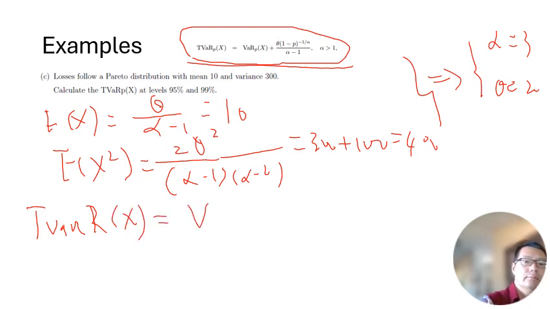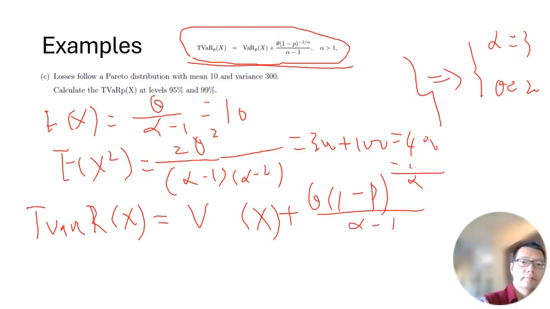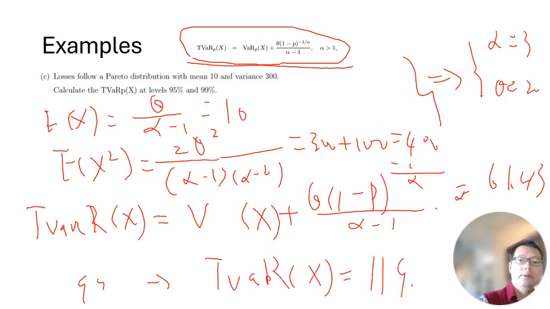VaR of X plus... I will leave this part to you. It's just replacing all the letters with actual alpha and theta, then you will get 61.443 for 95%. For 99%, you will get the value to be 119.25.